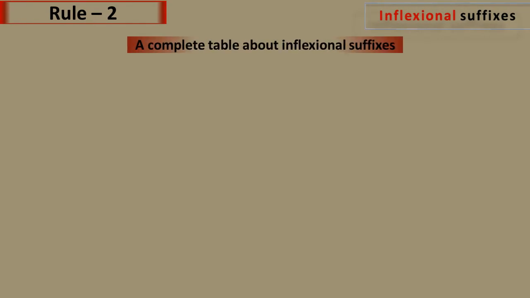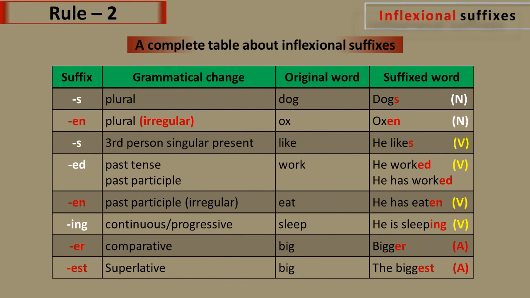A complete table about inflectional suffixes. In this table, you are going to learn about other inflectional suffixes. So far, you have learned about inflectional suffixes like es, ed, and ing. Here, you have been given the white colored inflectional suffixes, which we have already learned, and also the red colored inflectional suffixes, which we are going to learn especially.